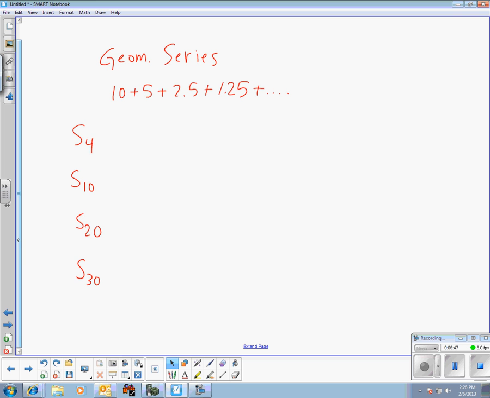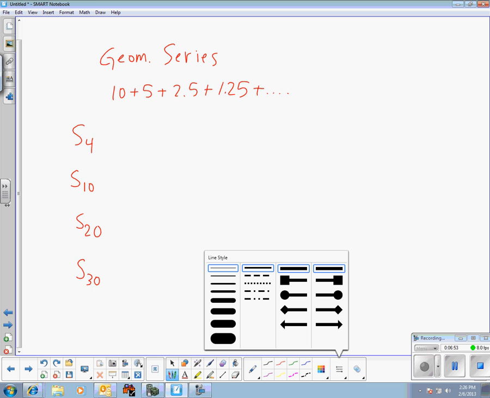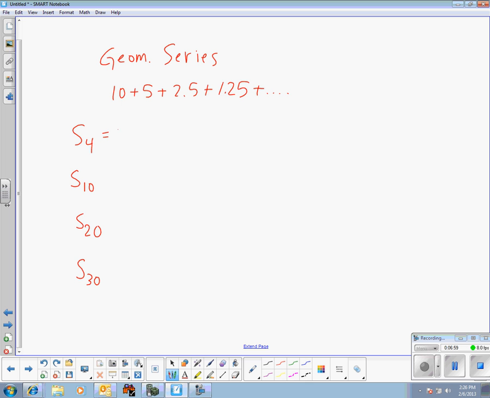Here's an example of a geometric series. S4 means add up the first 4 terms, and you can already see the first 4 terms. So we have 15, 17 and a half, 18 and 3/4. If you just add up the 4 terms that you can see. So let's add up 10 and 20 and 30 terms.